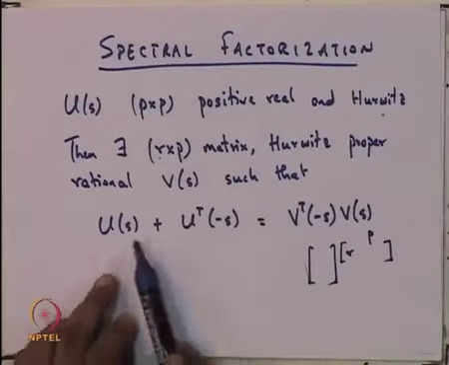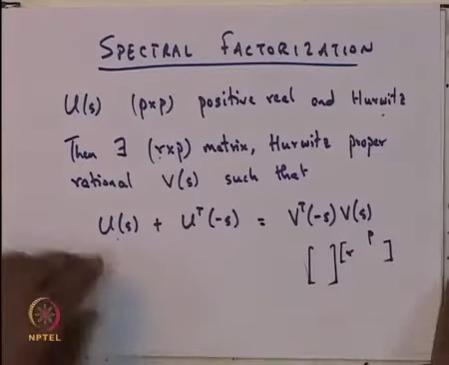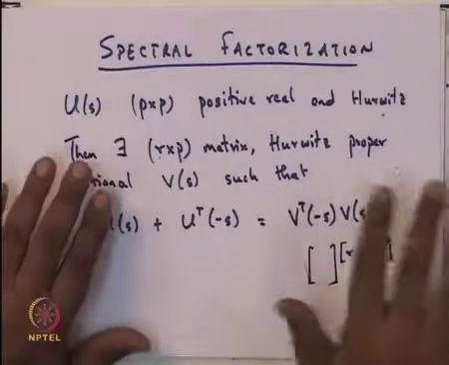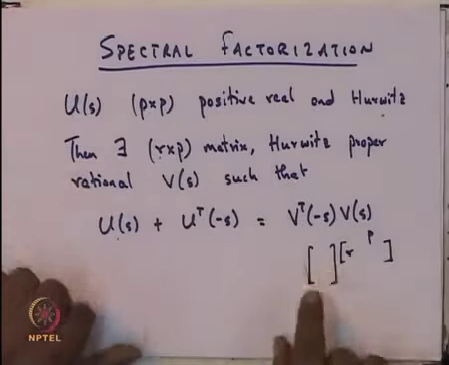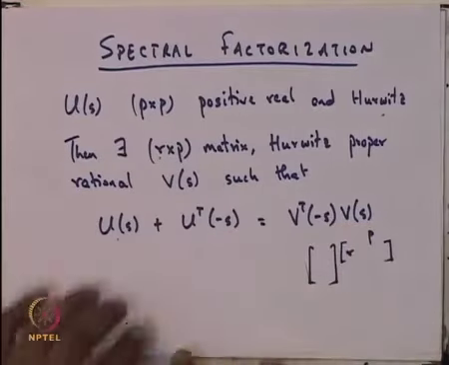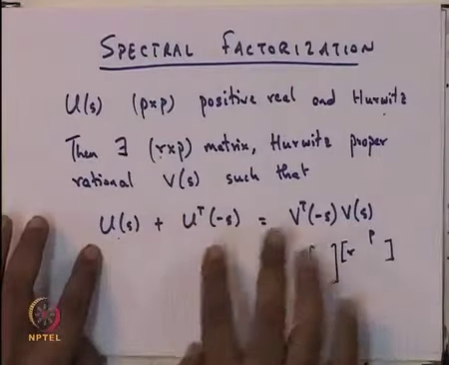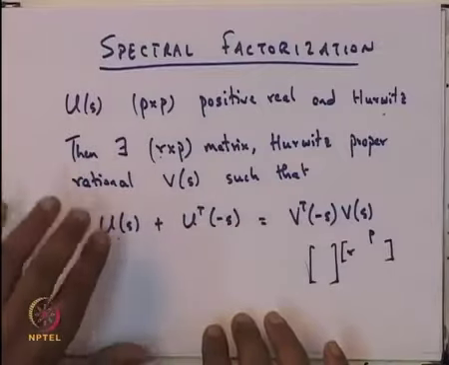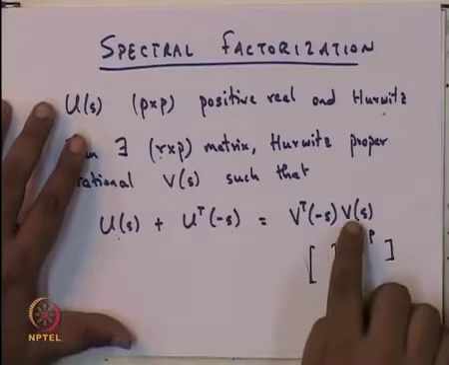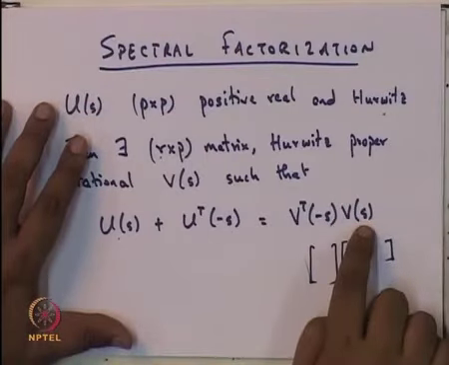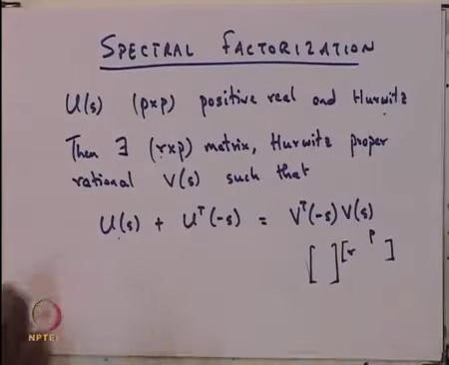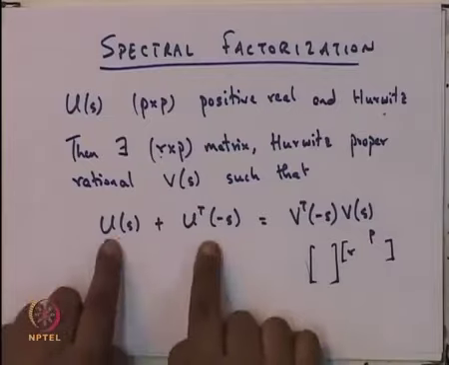So what would happen is, when you look at this sum, it will have roots which are on the left half plane and roots which are on the right half plane, and then this V transpose minus S times Vs is constructed by using all the roots in this sum which are in the left half plane. You use that to somehow construct this Vs, and then the V transpose minus S comes automatically because of some symmetry which exists in this sum.